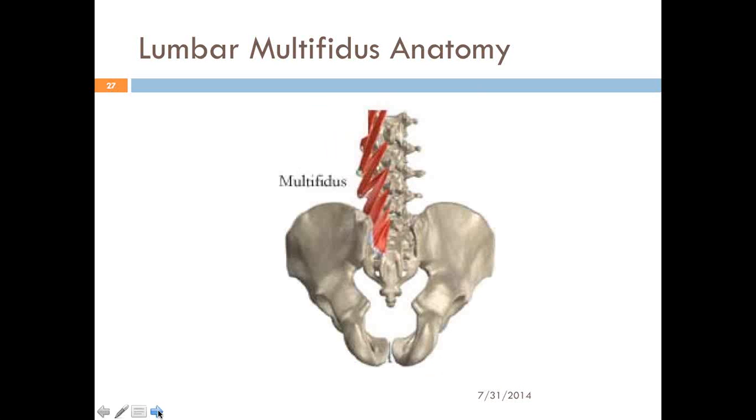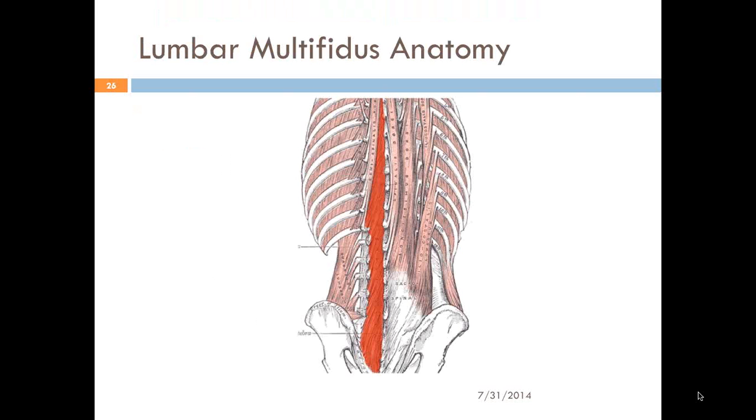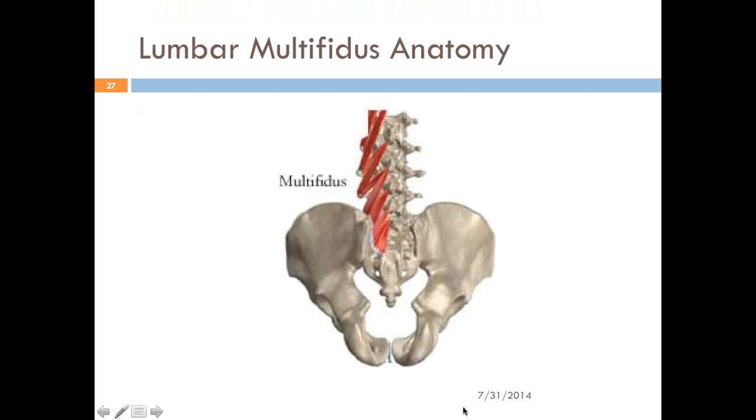So the multifidus is a very thin muscle. It's deep in the spine. It spans 1 to 3 joint segments, and it works to stabilize the joints at each segmental level. The stiffness and stability makes each vertebrae work more effectively and reduces the degeneration of the joint structures. So you can see here you have the multifidus starting at the spinous process, and it goes down and fills up the space in the groove here.